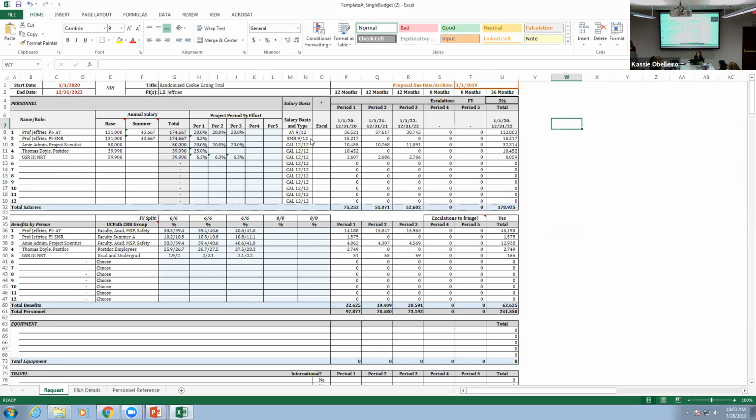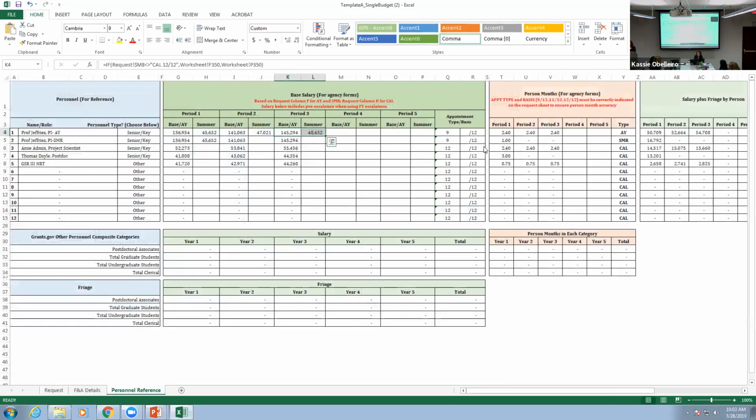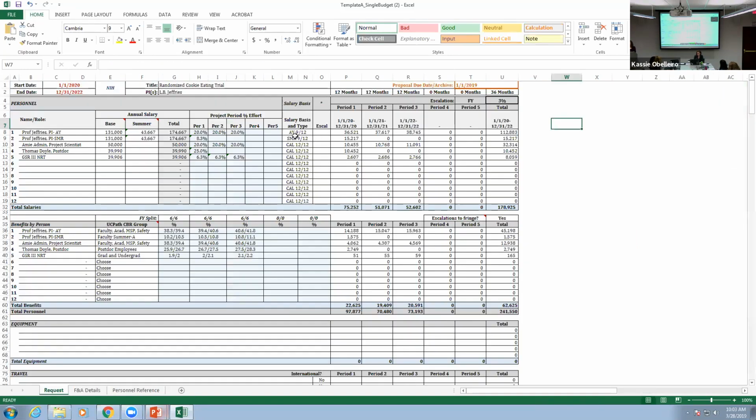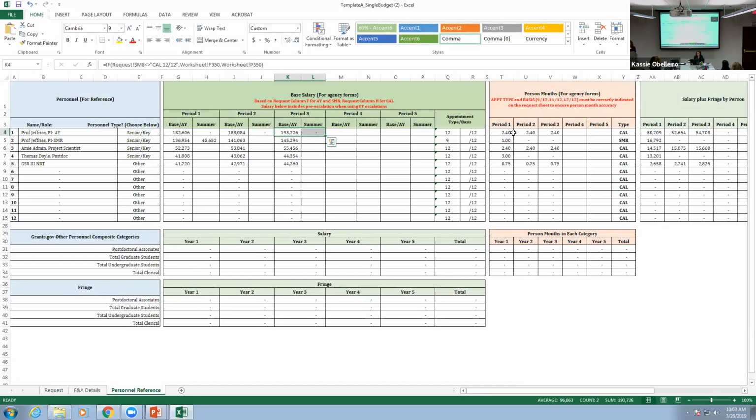Now, if you don't choose the correct things here, then your person months are not going to be correct, because if I went over here and I said this person was paid on a 12-month basis, or I didn't change this, and you went over to personal reference, it's going to calculate in calendar months when you're doing academic, which would be fine if you were using calendar, you'll notice, but then your base is your total 12-month salary, right?